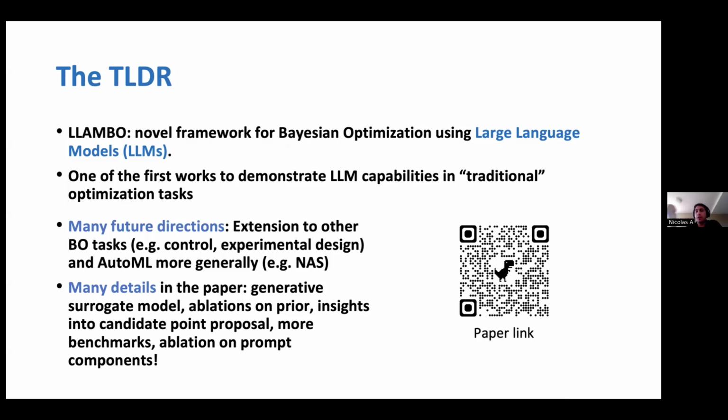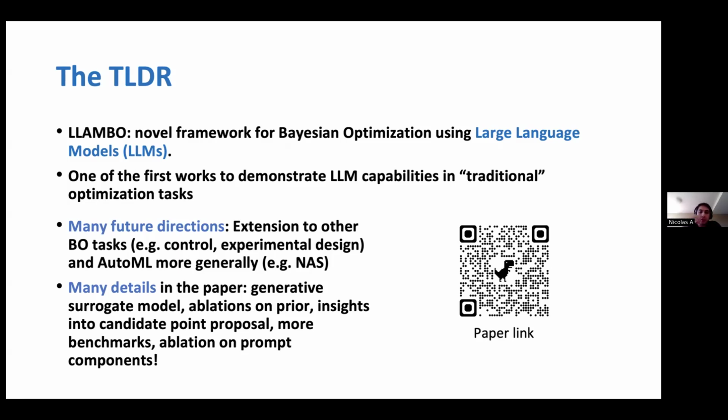And I think there are many future directions. For example, extension to other BO tasks like control, experimental design, and AutoML. You could, for example, create a meta LLAMBO, using, instead of a PFN for BO, an LLM for BO, in a meta-learning way.